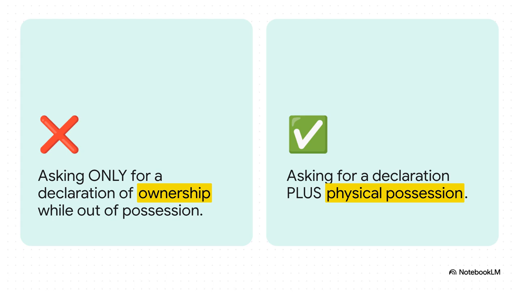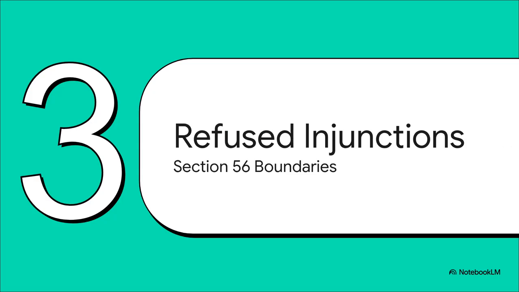That's your key action step. Always bundle your request for legal status with the practical remedy required to actually enforce it. All right, that brings us to Section 3, when injunctions are refused, looking at the Section 56 boundaries.